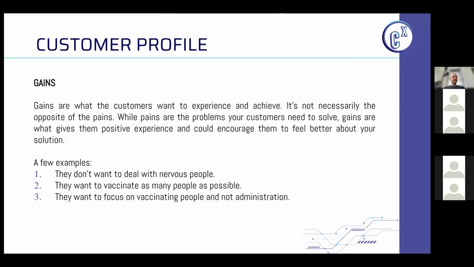For example, gains of a vaccination center could be that they don't want to deal with numerous people, or they really want to vaccinate as many people as possible, and that they can focus really on vaccinating people and not too much bureaucracy or administration work. This was the customer profile. Next part is going to be the value proposition part.